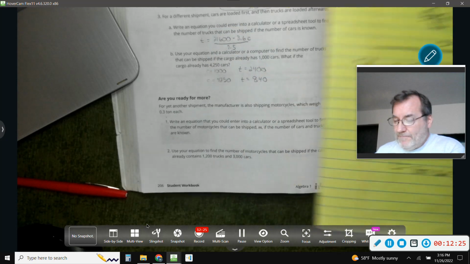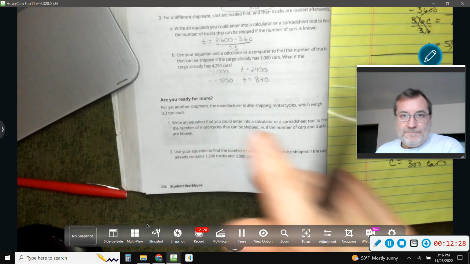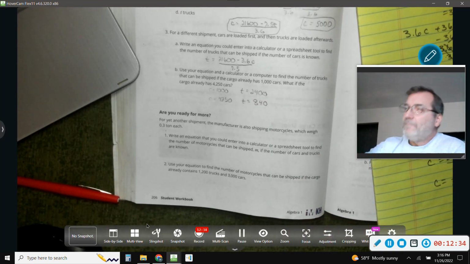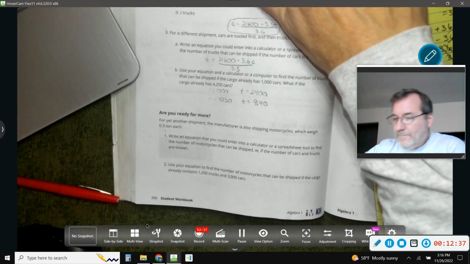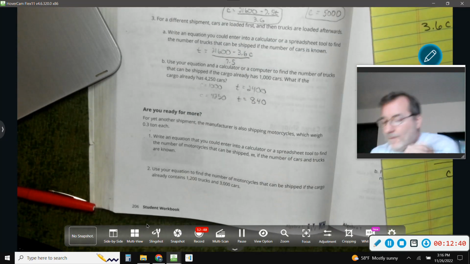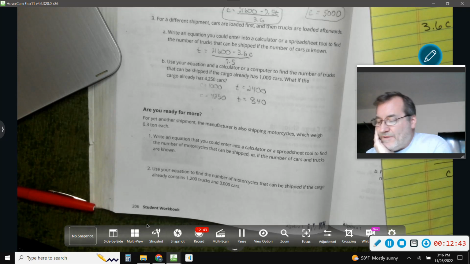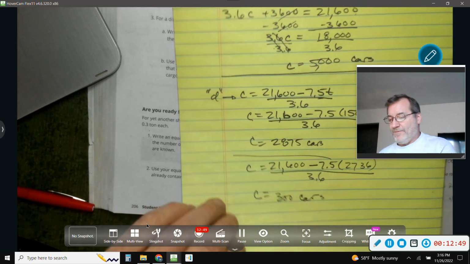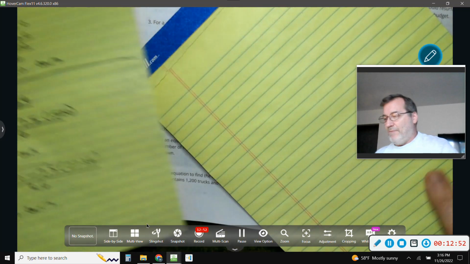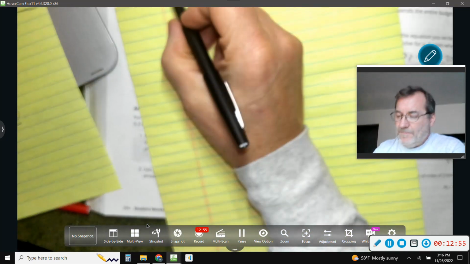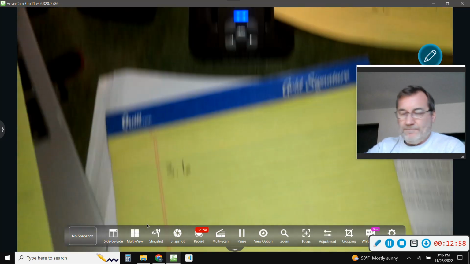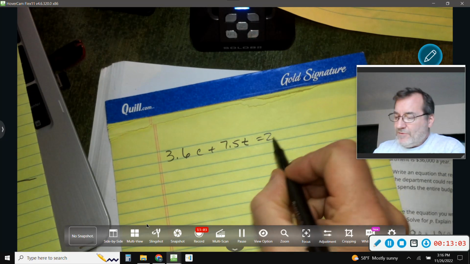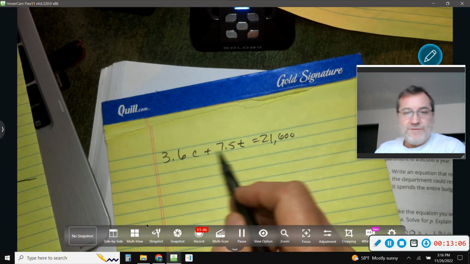And moving on. Okay, for a different shipment, let's see if I can move this a little bit for you. There you go. There we go. For a different shipment, the cars are loaded first, and then the trucks. All right. So now, rather than starting to solve for the cars, I'm going to start solving for the trucks. So let's take our base equation again, which was 3.6C plus 7.5t equals 21,600. All right. So now, rather than solving for C, I'm going to solve for t.